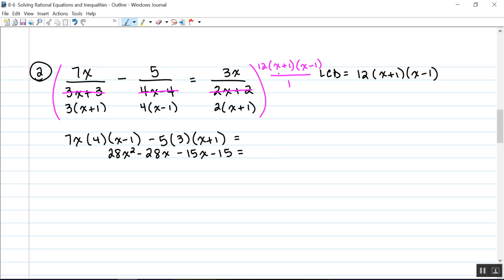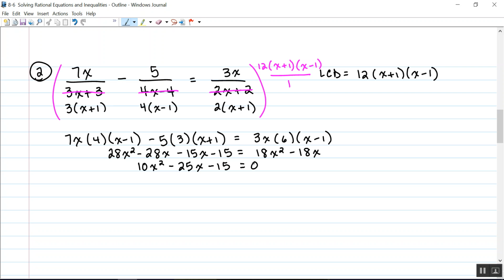So when I did that last distribution, I would have had a 3x times the 6 times the x minus 1, which did not cancel. Sorry about that. So that gives me an 18x squared minus 18x. Okay, so this is going to be a quadratic equation. My x squareds are not going to cancel out, so I'm going to move everything to the left and make it equal 0. So that's going to give me a 10x squared minus 25x minus 15 equals 0.